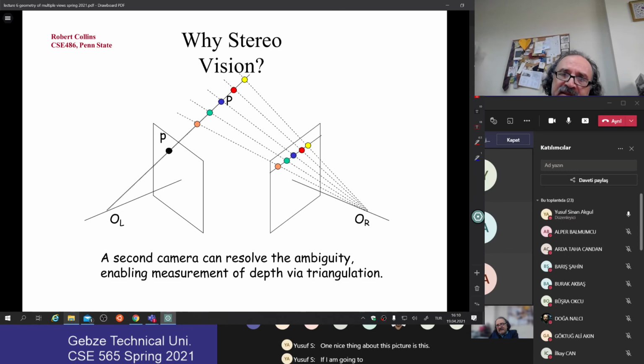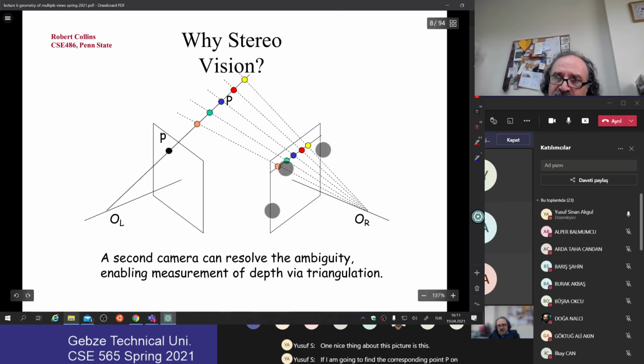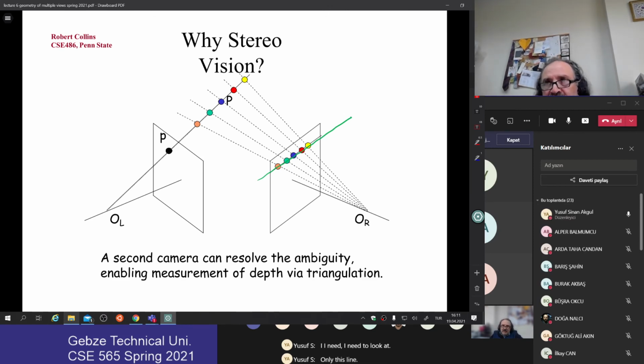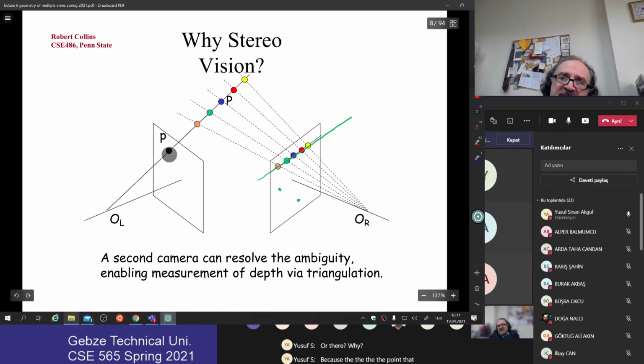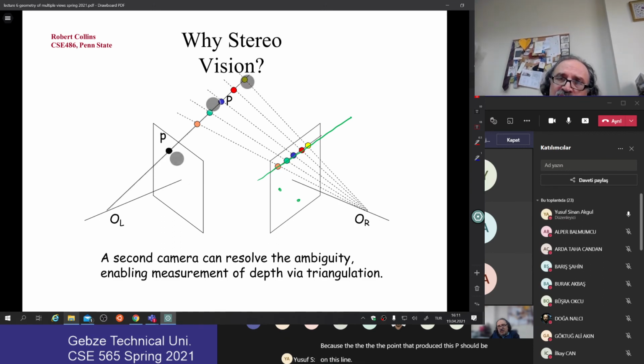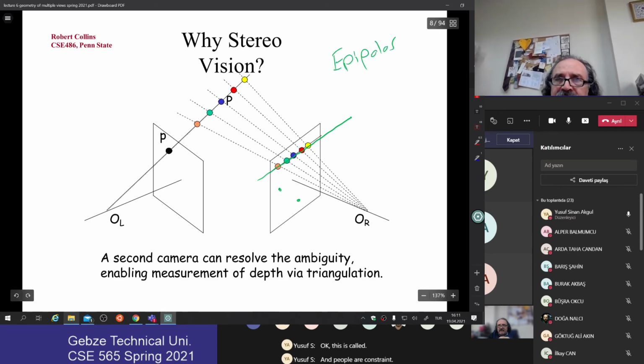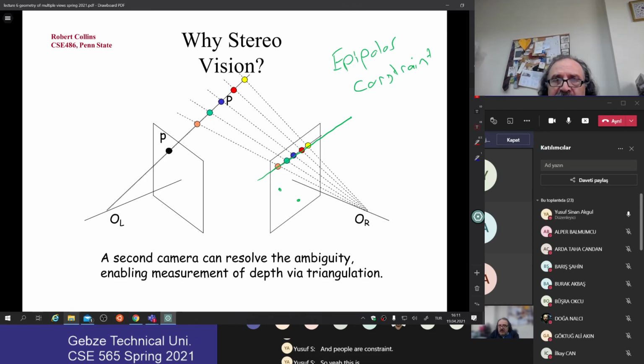If I am going to find the corresponding point P on the other image, I need to look at only this line and nowhere else. The corresponding point of P cannot be here or there. Why? Because the point that produced this P should be on this line, and if I take a picture of that line, it is this green line, and that P cannot be anywhere other than this green line. This is called the epipolar constraint.